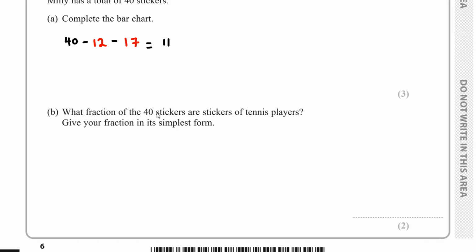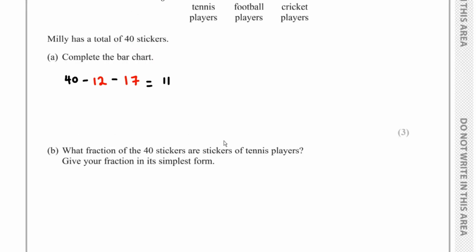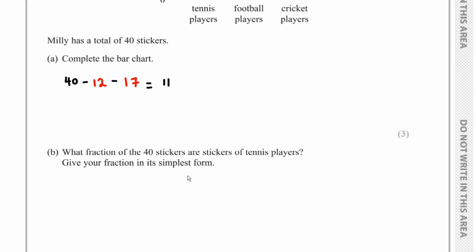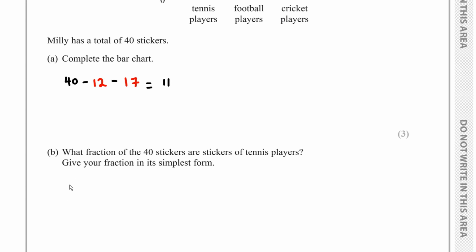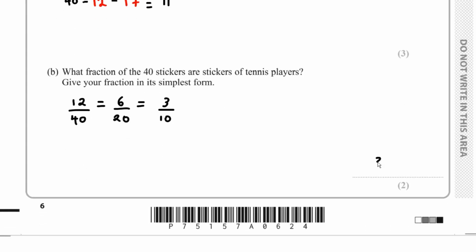Part B. What fraction of the 40 stickers are stickers of tennis players? Give your fraction in simplest form. So, for tennis, we have 12 out of 40. If we simplify this, we divide top and bottom by 2, we get 6 over 20. And divide top and bottom by 2 again, we get 3 over 10. So we have 3 tenths.